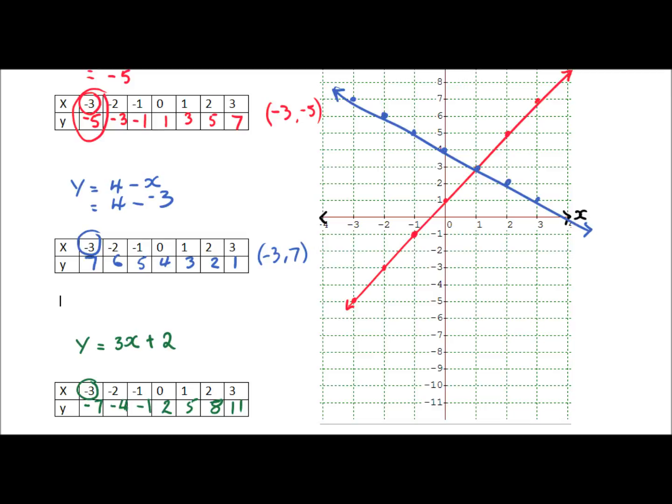Alright, let's see if I can plot this on the graph. My first point I'm going to plot is -3, -7. But once again, you could start on the right hand side with 3 and 11. Then 2, -2, -4, -1, -1, 0, 2, 1, 5, 2, 8. That'll do for the moment. Once again, draw a line through. Arrowheads.